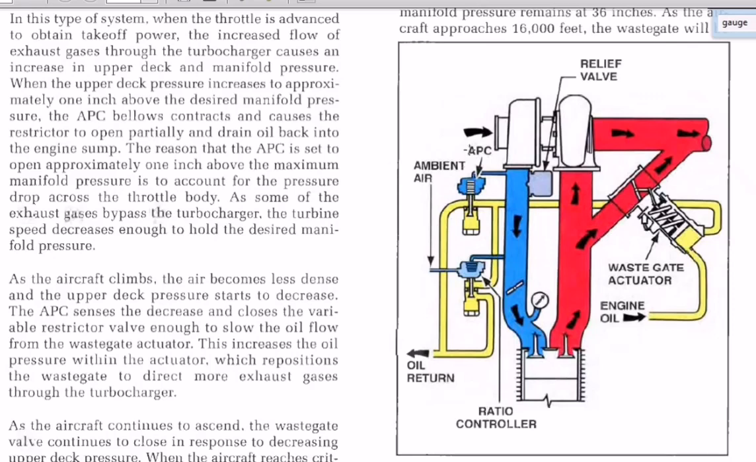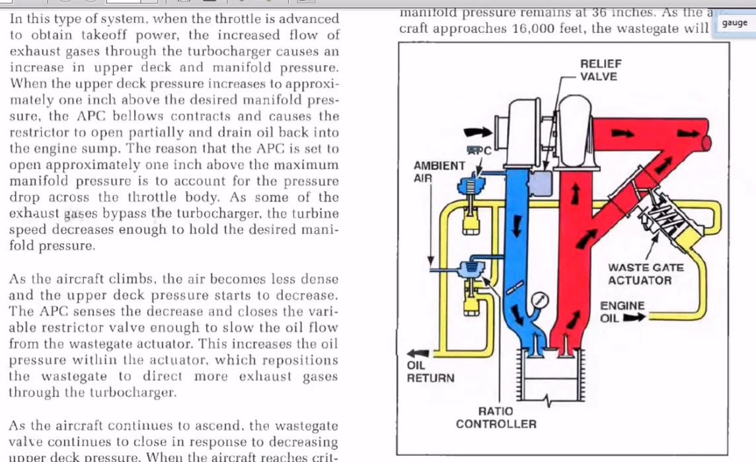This APC, I forgot to mention about the APC, this absolute pressure control is measuring solely the upper deck. And so it is measuring the absolute pressure. And you have here the evacuated bellow. And this bellow is attached to the needle valve. Same thing with the ratio controller. It has a bellow, but this bellow here is filled with the upper deck pressure. And the surrounding is the ambient air. For the APC, it is an evacuated bellow.